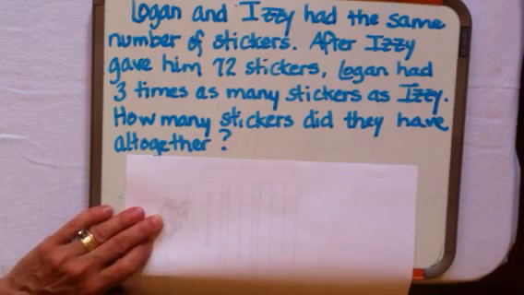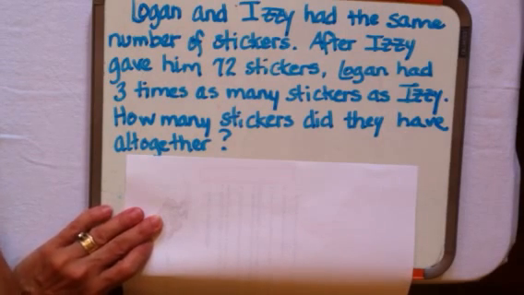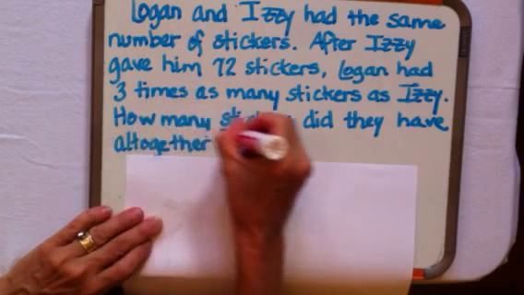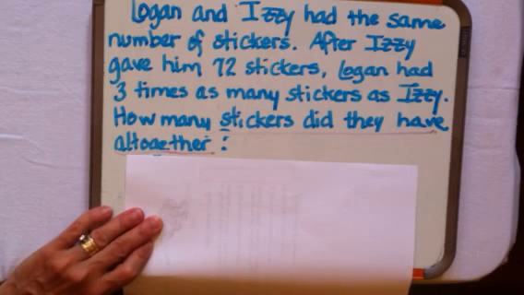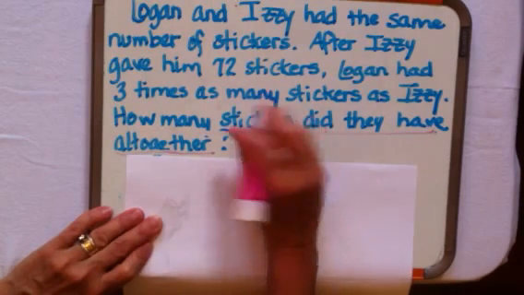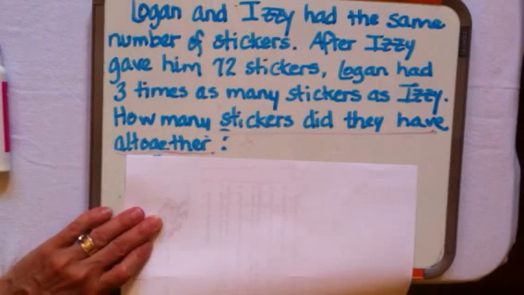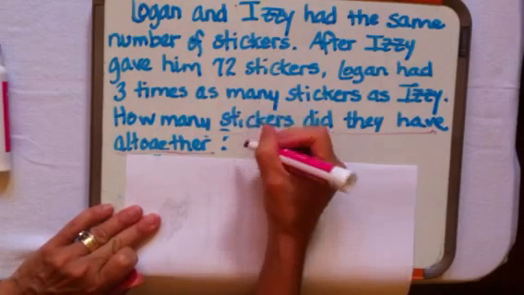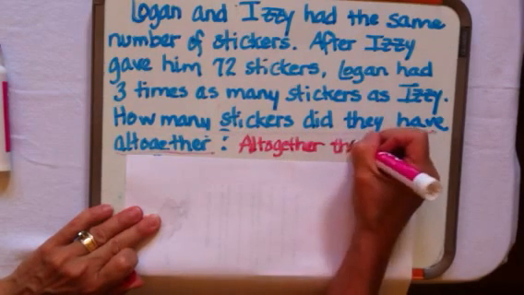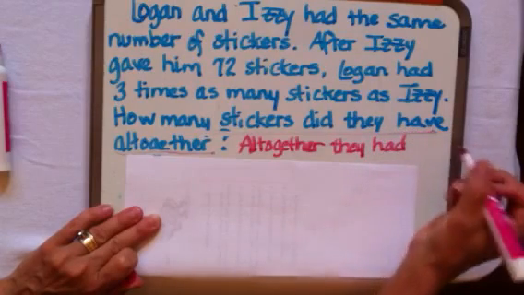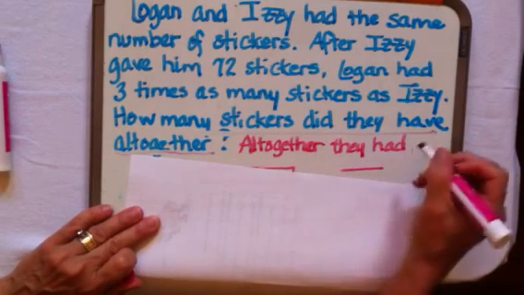So I've read this question, and so now I need to highlight or underline this part of it. How many stickers did they have all together? And I need to rewrite that in sentence form, leaving a blank for the answer. So I would say all together, they had blank number of stickers.